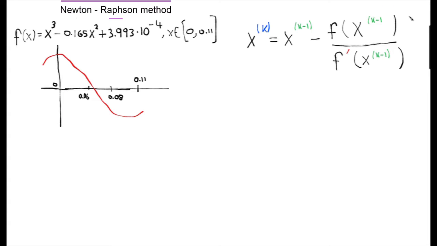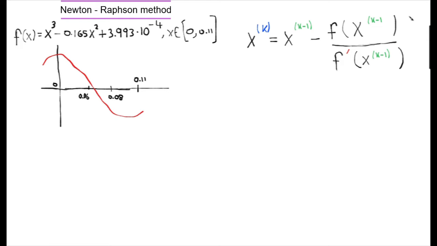We are asked to solve this non-linear equation, where x is between 0 and 0.11, using the Newton Raphson method. The Newton Raphson method belongs to the iterative methods, therefore to begin we need a first approximation. For most exercises you will find the first approximation will be given. If not, a good way to calculate it is the one I'm going to show you.